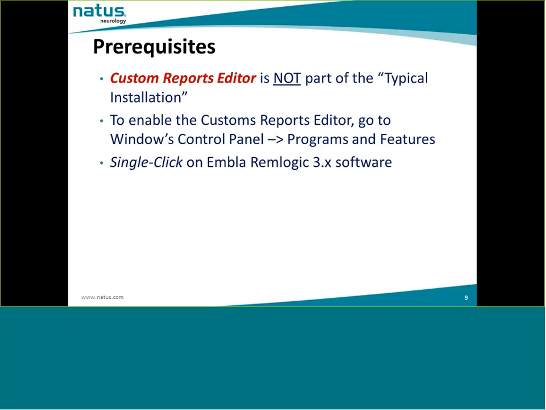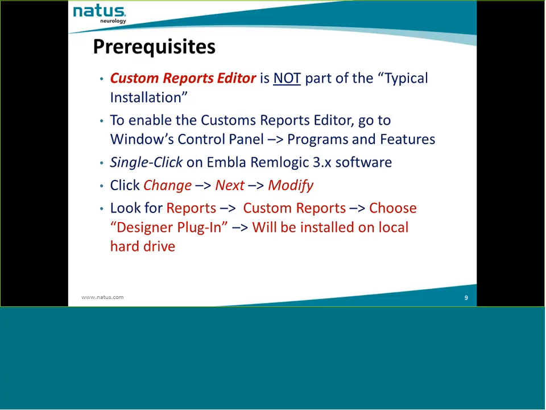Just click one time on Embla RemLogic 3 or software, depending on which version you have. Click on Change, Next, and Modify. Look for the Report section under Custom Reports and choose Designer plugin will be installed on local hard drive. After that, just click Next, and then the custom add-ins will be enabled in your Microsoft Word.